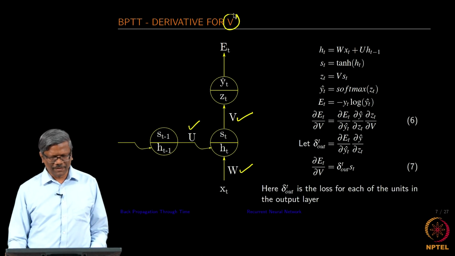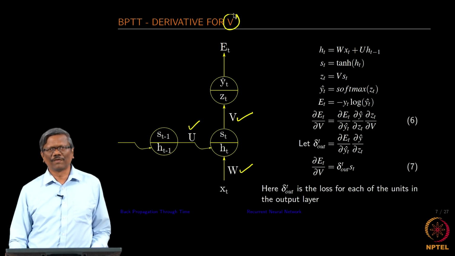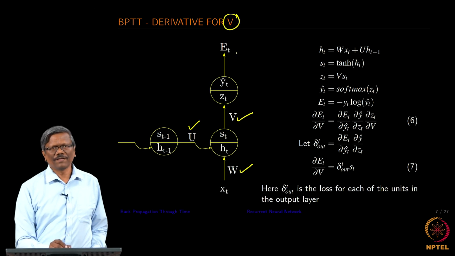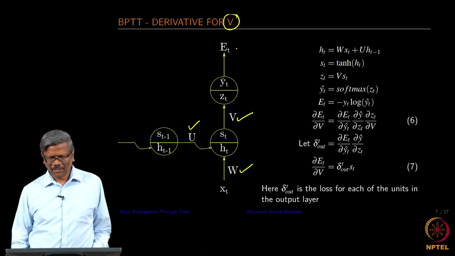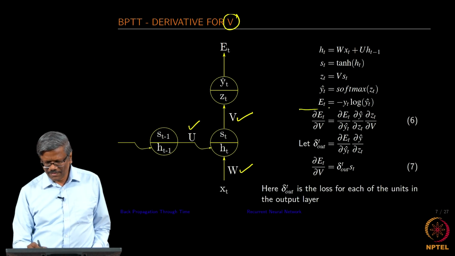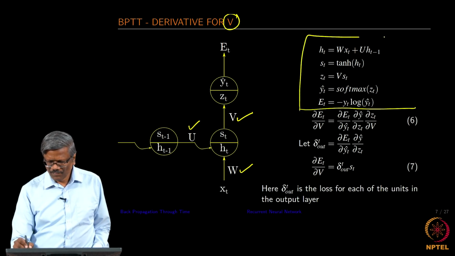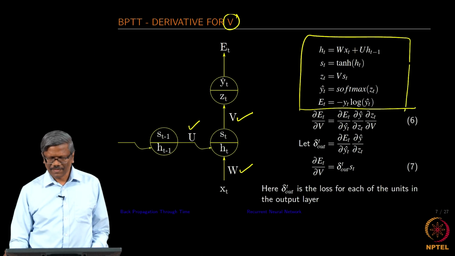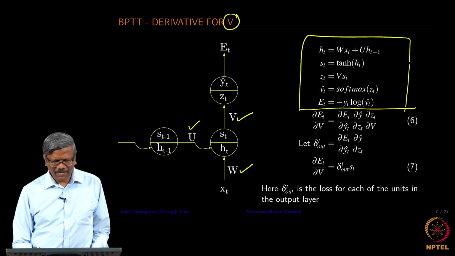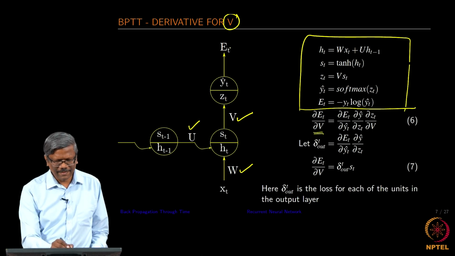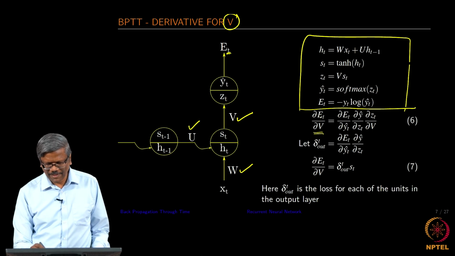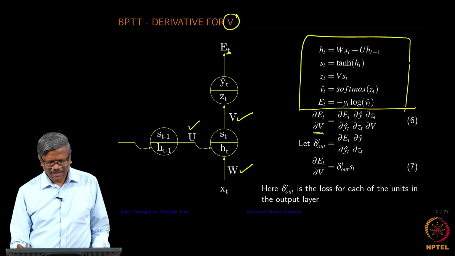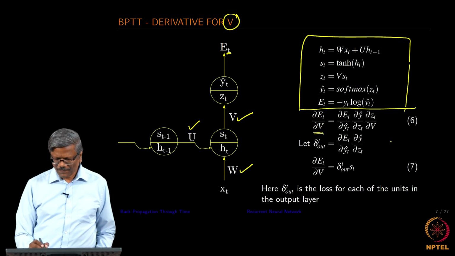We want to find out what is the change that we want to make when there is an error coming from the output layer. I have listed this for our convenience. Let us look at dou E by dou V. We are taking this error at state t, so we have dou E t by dou V, which would be equal to.